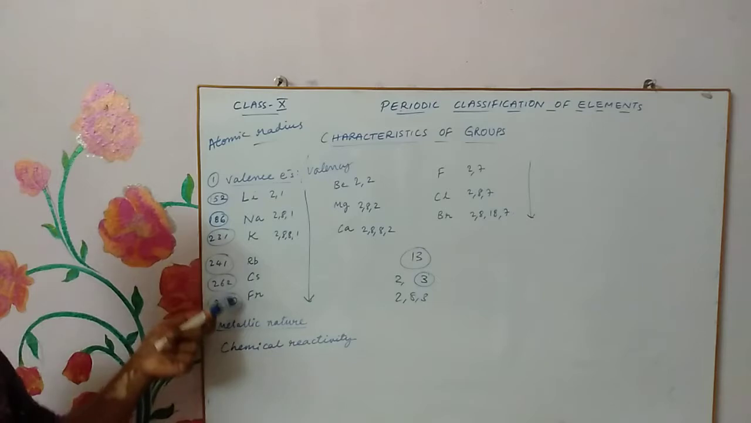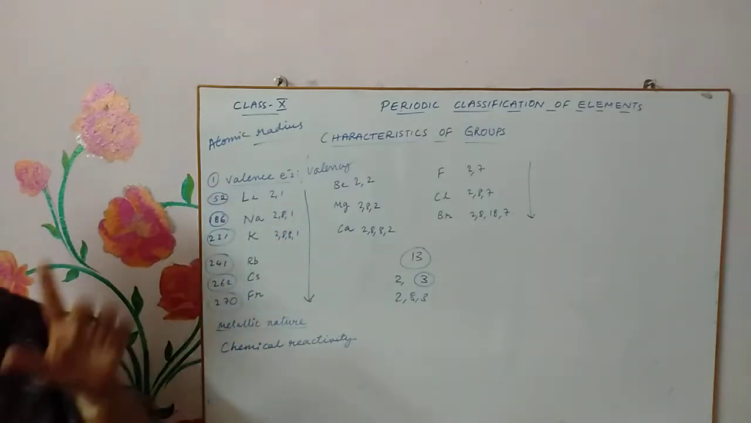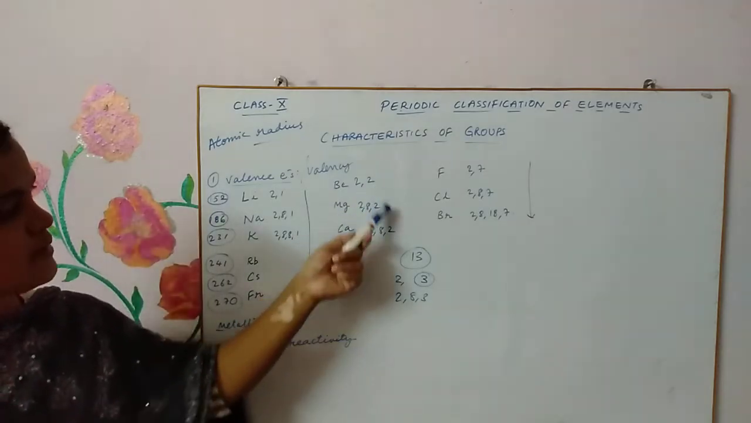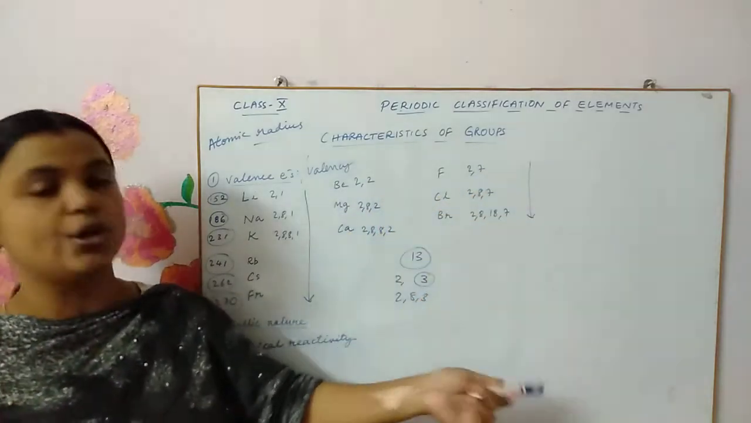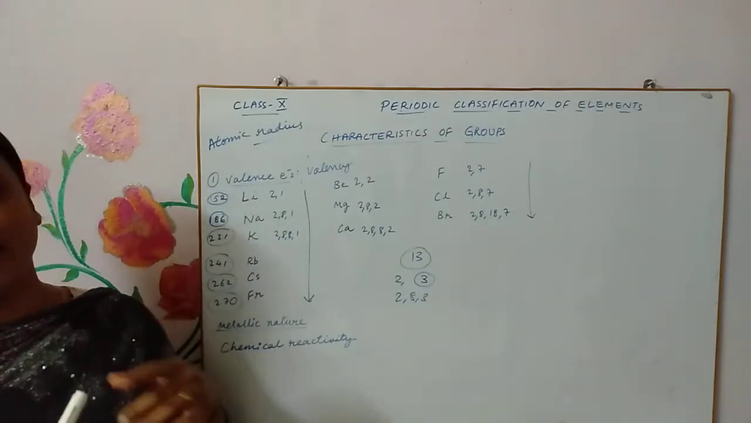The atomic size, or the atomic radii, increases when you go from top to bottom in a particular group. So here also, gradually in every group, from top to bottom, you see that the atomic radius increases.